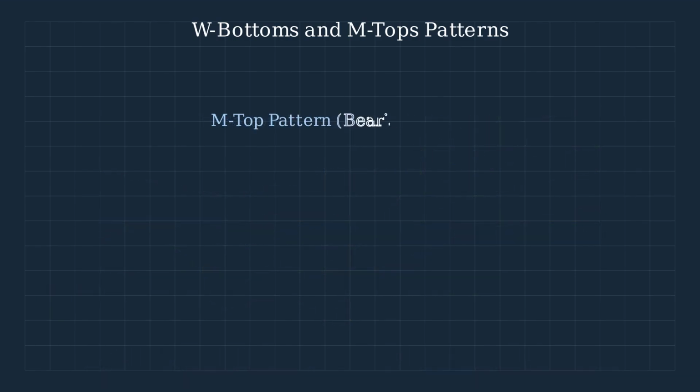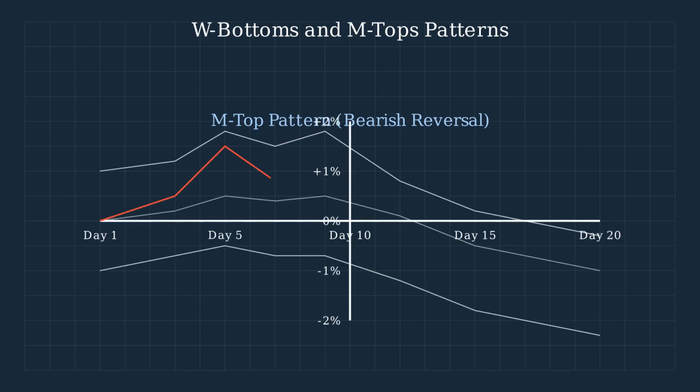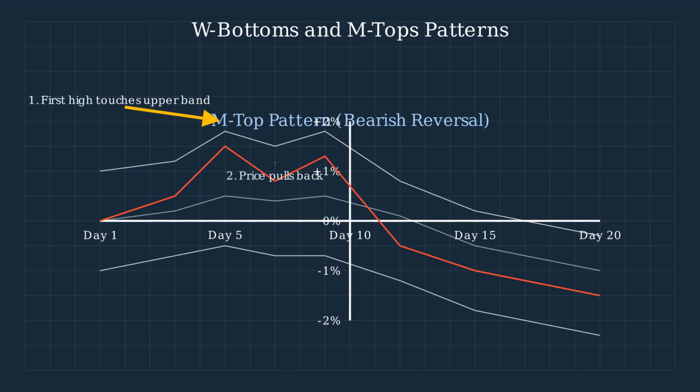On the opposite end, the M-top is a bearish reversal pattern that forms at the end of an uptrend. The pattern begins when price touches the upper Bollinger Band, showing extreme buying pressure. Price then pulls back slightly from the upper band.